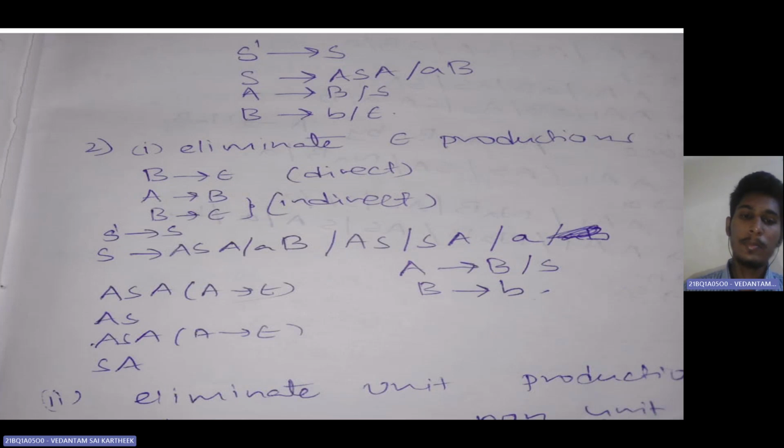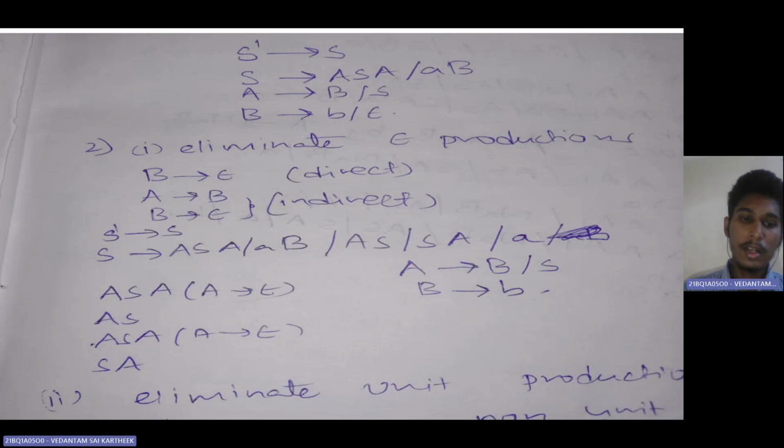Here in the second step, we need to eliminate the epsilon productions first. As we can see here, B implies epsilon is the direct epsilon production, whereas A implies B and B implies epsilon is the indirect production. So we need to eliminate these two. S dash to S is written directly. S to ASA or AB is written directly.